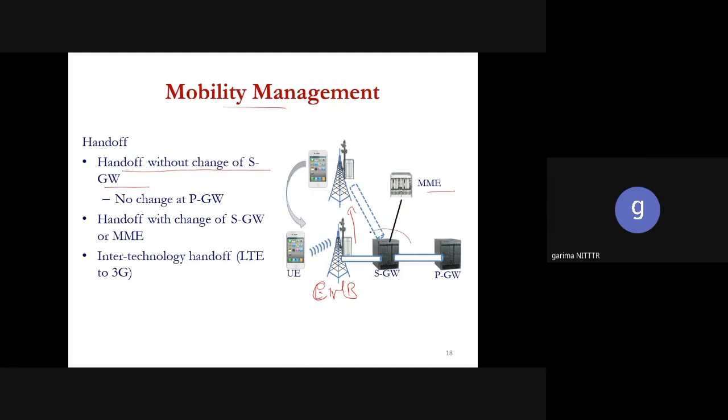It means your serving gateway will remain the same, and you are moving from one eNodeB to another eNodeB. I can give an example: within your institute, you are moving from one building to another building. Your serving gateway is the same, your eNodeB is changing, and there is no change in the packet gateway. So this is one type of handoff or mobility management which the MME has to do.